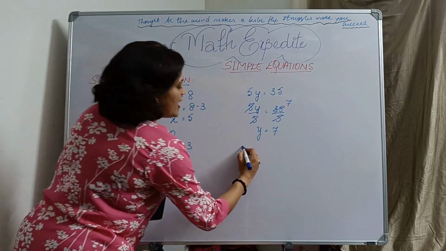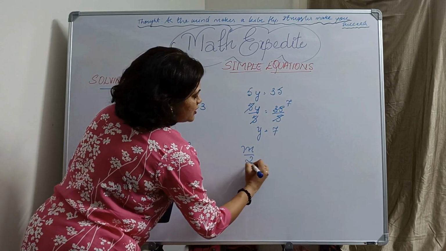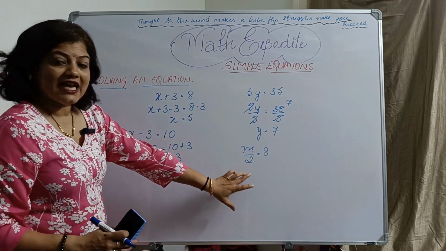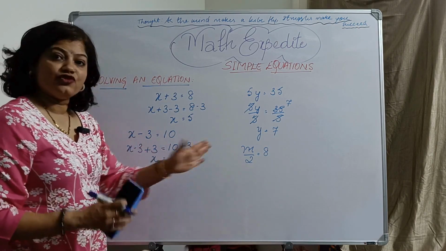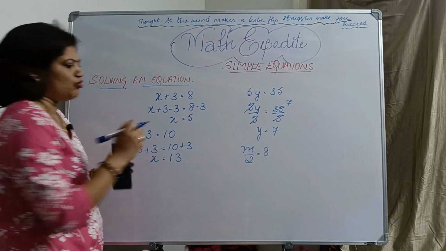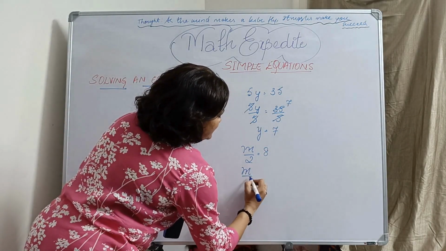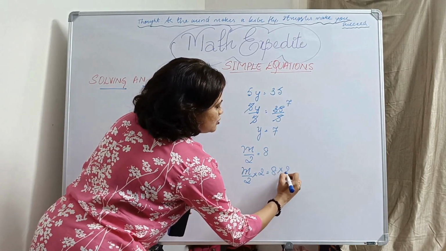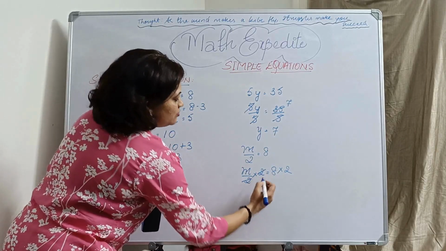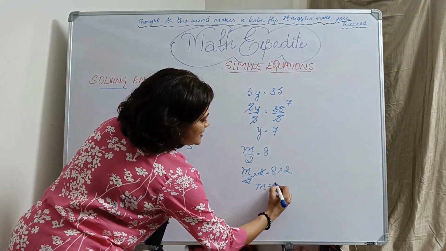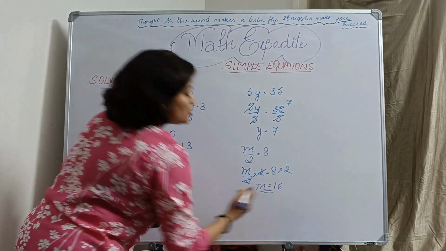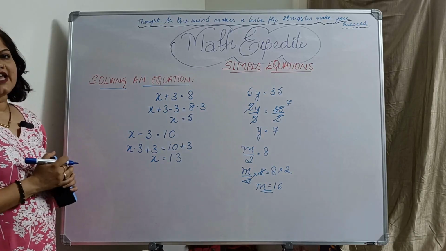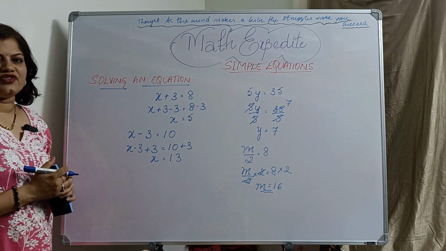Let us consider one more example. m divided by 2 equals 8. How do I reduce the LHS to m? Here I have to multiply by 2 on both the sides. So m divided by 2 into 2 equals 8 into 2. The 2 and 2 get cancelled. m equals 16. So let us use these principles in our exercises and solve the equations.